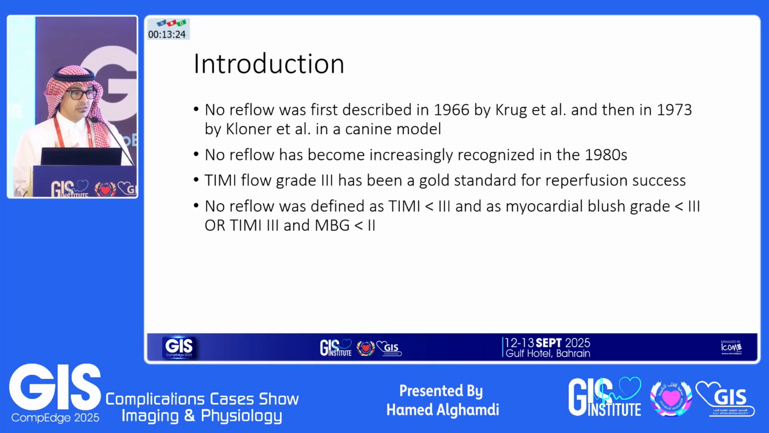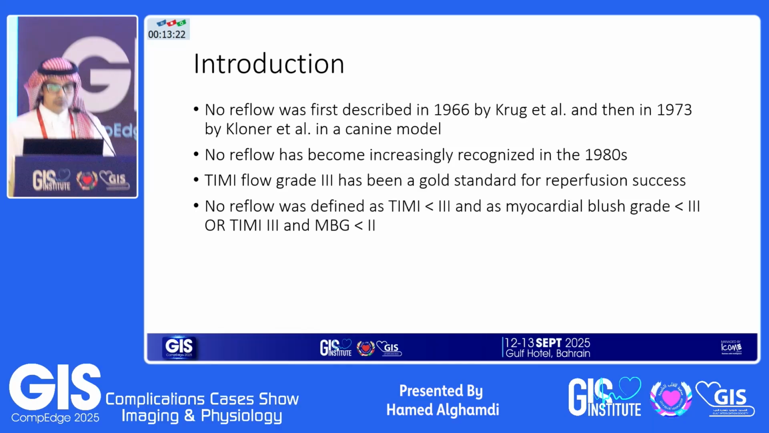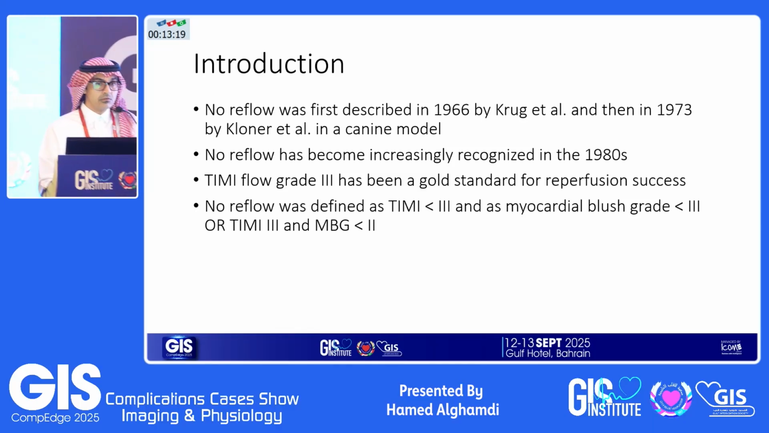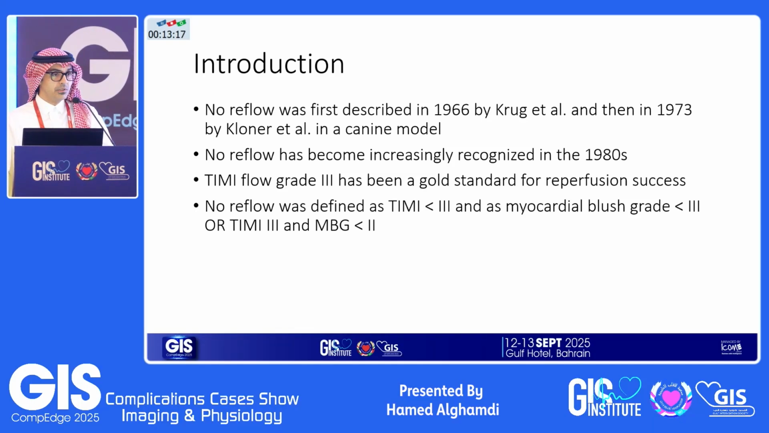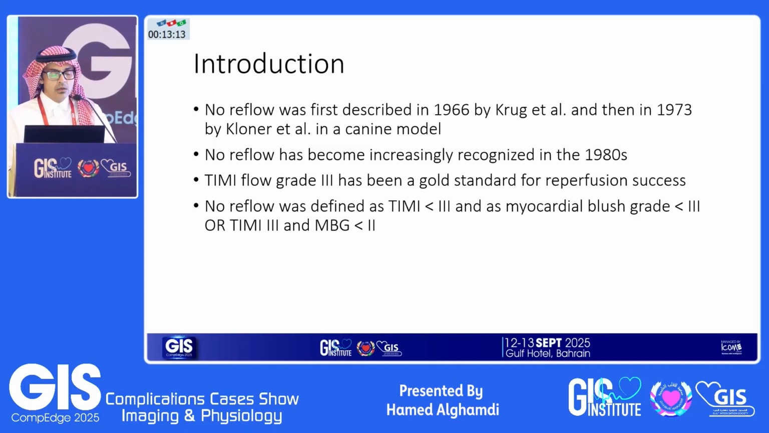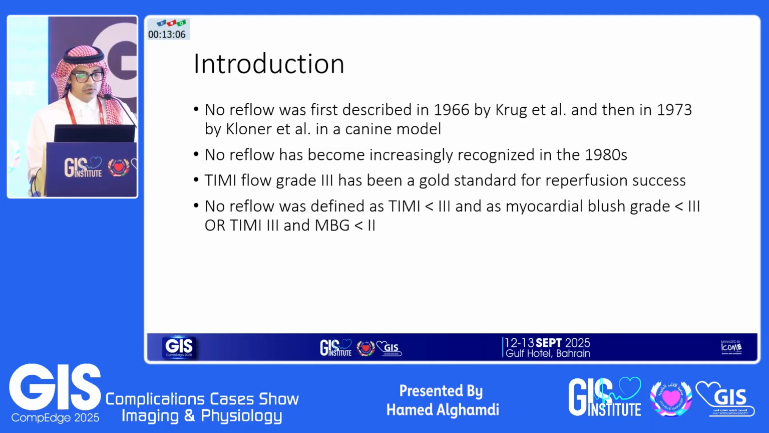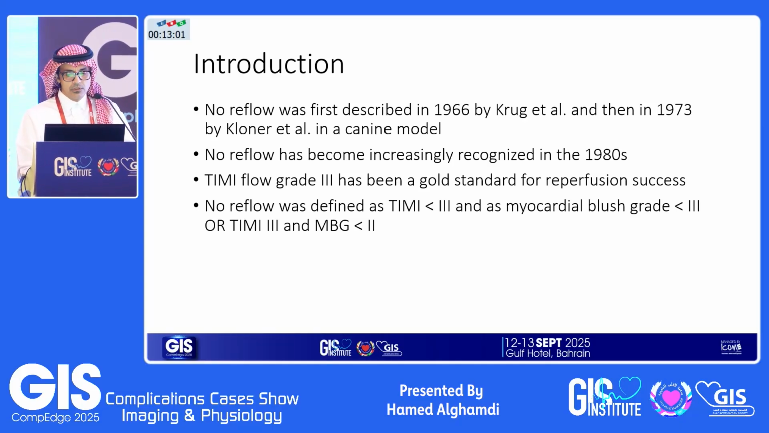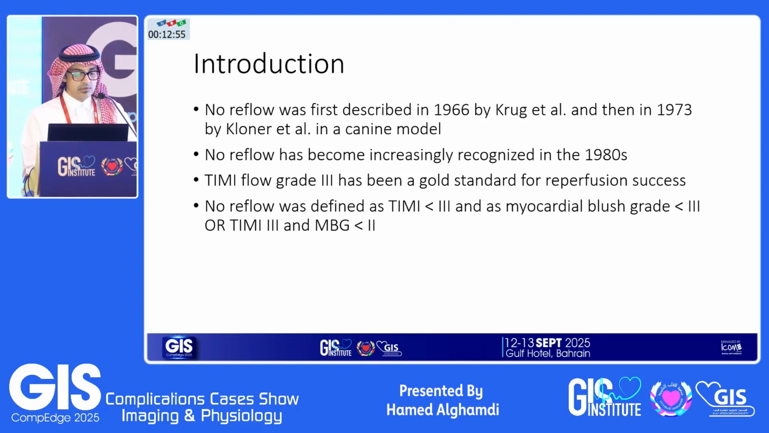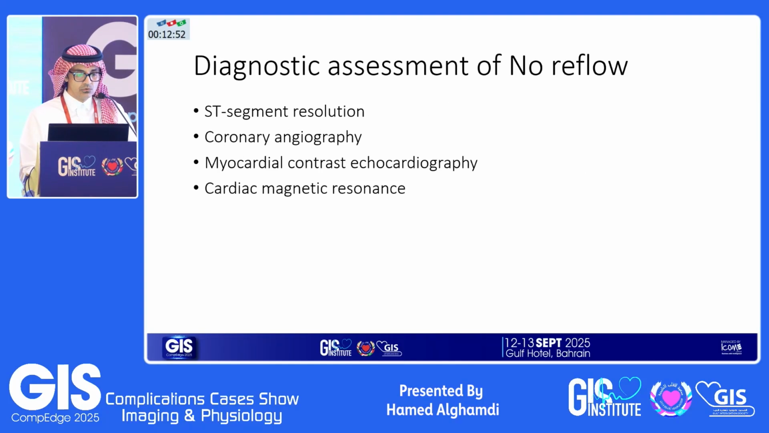It's not new to us. This phenomenon has been described in the 60s and the early 70s and became increasingly recognizable after the PCI era took off in the 80s. TIMI flow grade 3 has been the gold standard for perfusion success, and no reflow was defined as TIMI flow less than 3, or as myocardial blush grade less than 3, or TIMI 3 and myocardial blush grade less than 2.